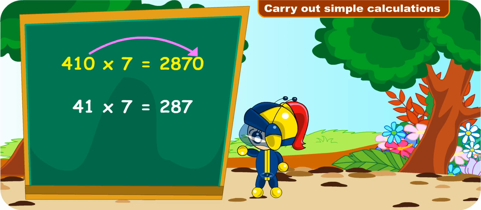Finally, I add back 1 zero to the answer of 41 times 7, which is equal to 287, and get 410 times 7 equals 2870.